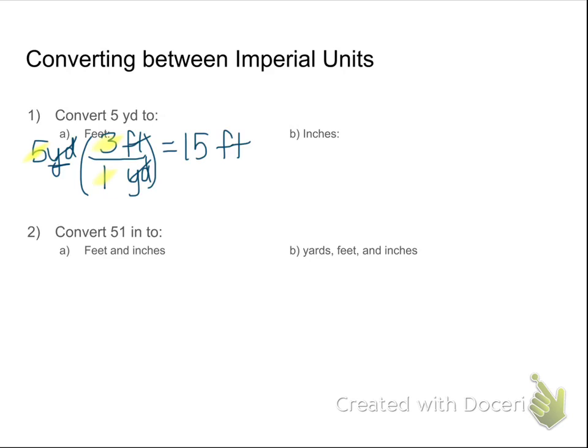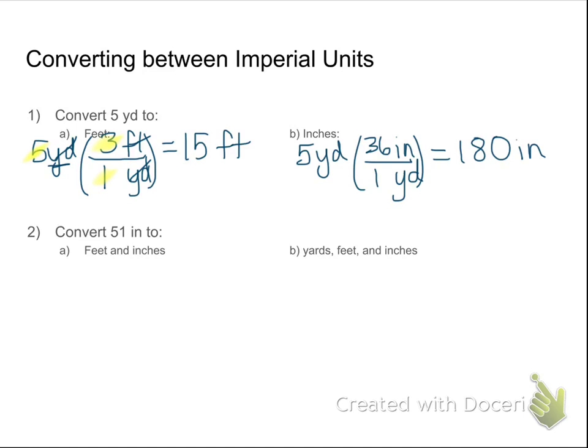So for inches, we want to convert 5 yards to inches. So again, we start with our 5 yards. We're going to multiply by a proportion. We have a conversion for yards to inches in our table. So we want the yards to cancel out, so yards goes in the denominator. We want to get inches, so inches goes on top, and we said that 1 yard is 36 inches. So now we have 5 multiplied by 36 divided by 1. And we do this math, we get 180 inches.